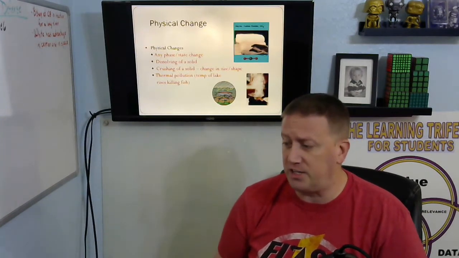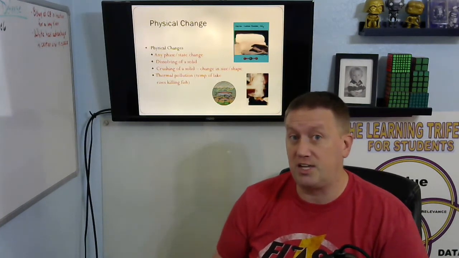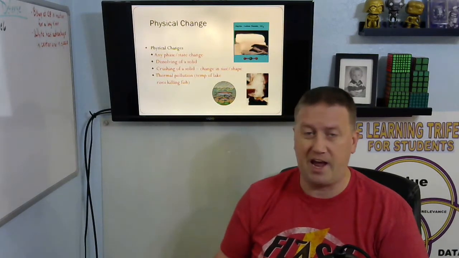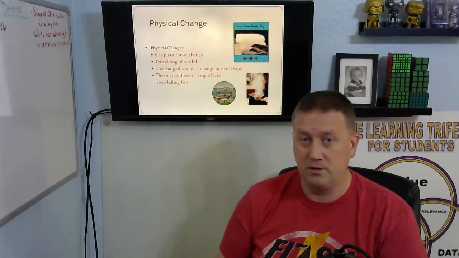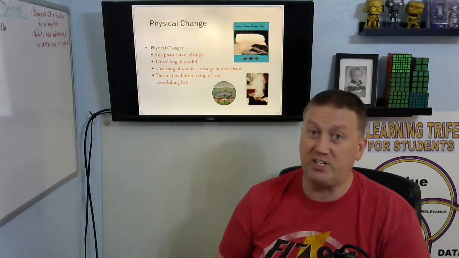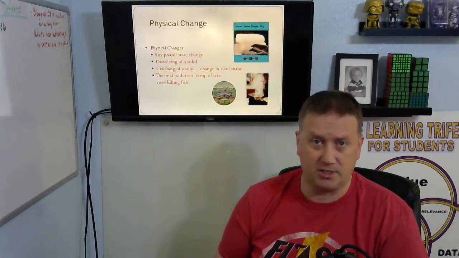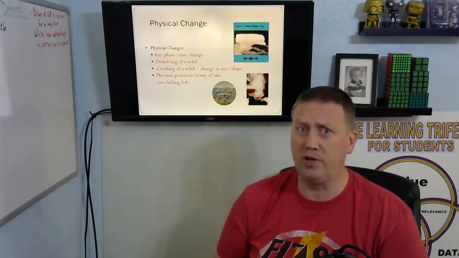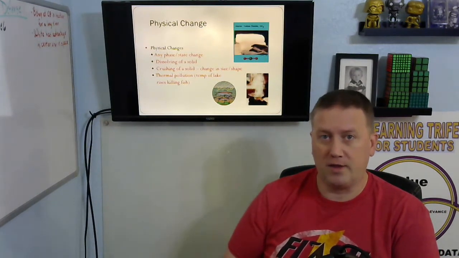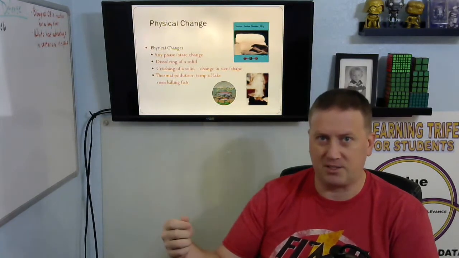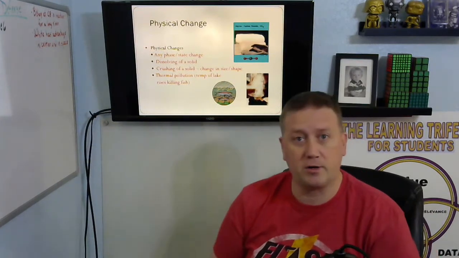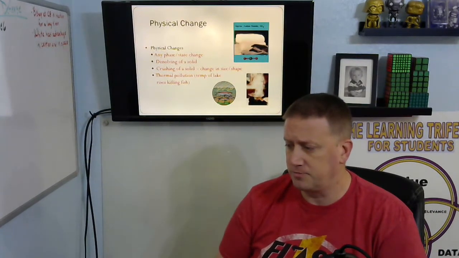Examples of physical changes are changes in the phase, going from solid to liquid, liquid to gas, gas to solid. Those are our physical changes. If we dissolve a substance, say you're making Kool-Aid, you are mixing the Kool-Aid sugar, basically, with water. You are dissolving that in water. That's a physical change.